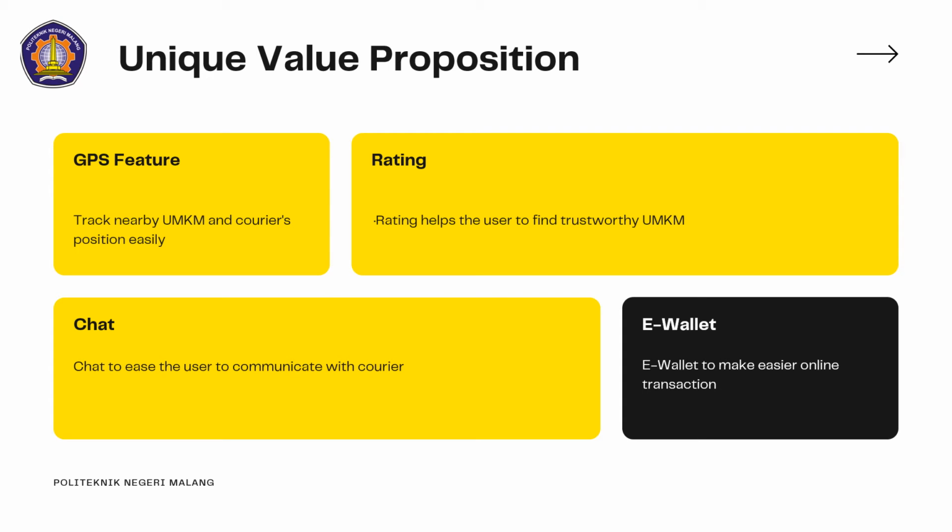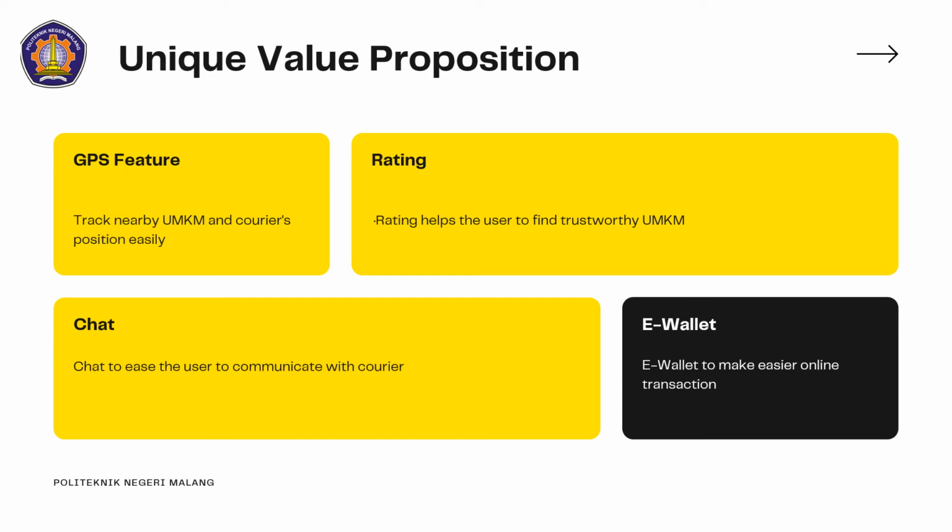So what makes us stand out from our competitors, especially in grocery e-commerce? The first is we have a GPS feature. This tracks nearby UMKM and couriers' positions easily. And the second is we are going to provide a rating system which helps the user to identify whether a UMKM is trustworthy or not.